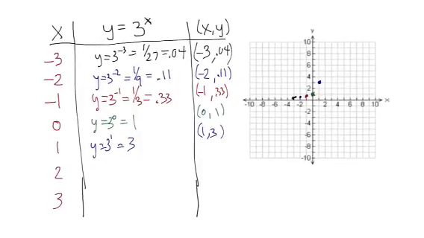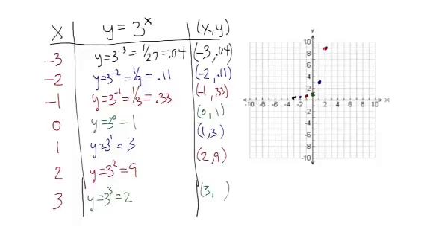All right, let's try another one. Next point, we know that our x-coordinate's 2, so let's plug it in. 3 to the second power, well, that makes 9. So I should have a dot at 2 and 9. And the last one, I know the x-coordinate's 3, so plug it in to find the y-coordinate. 3 to the third power is 27, so I'm going to graph 3 and 27. Oh, it's off the screen, so obviously I can't graph that one.